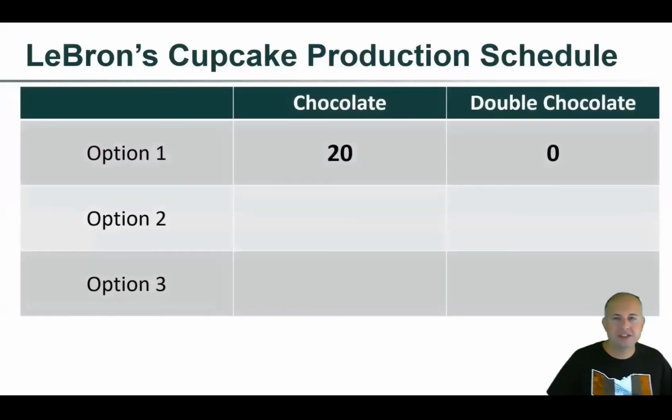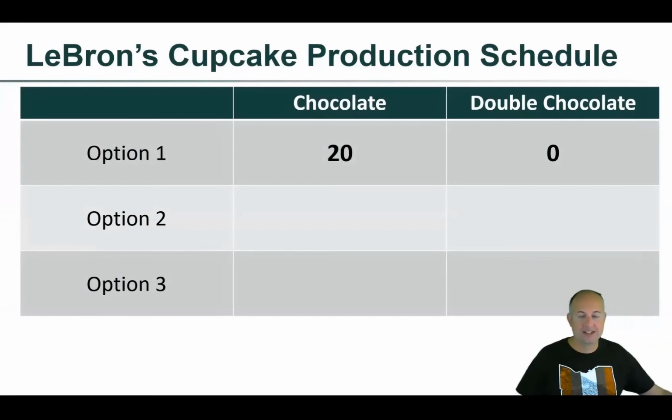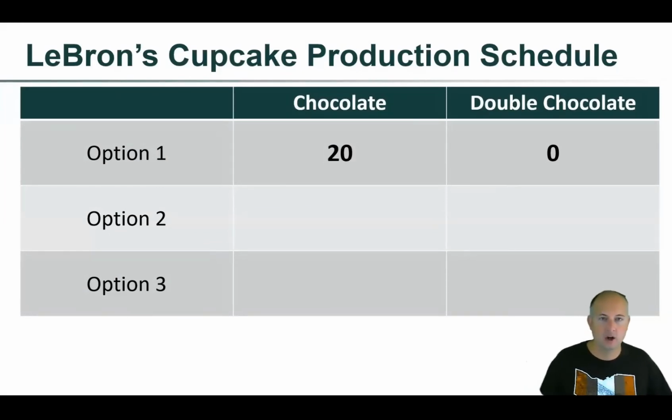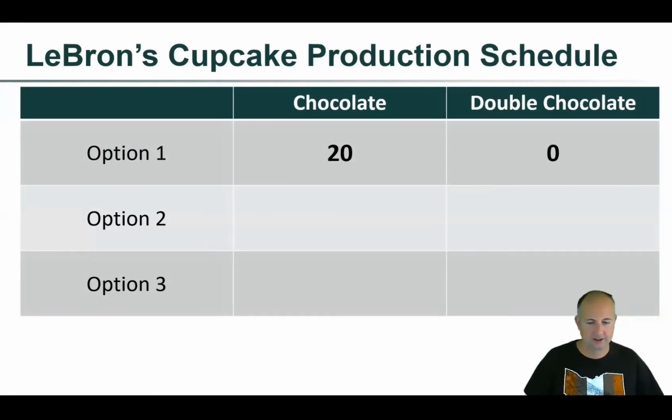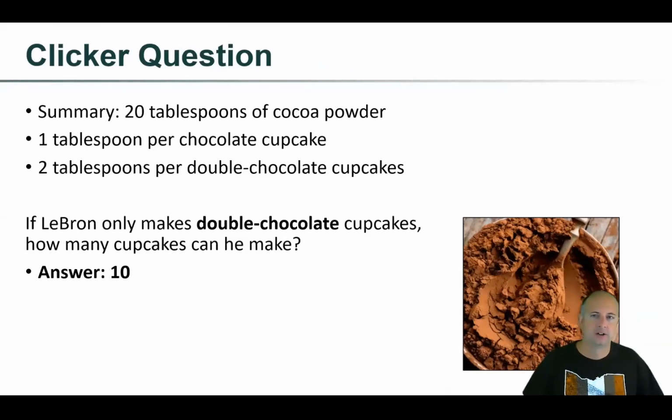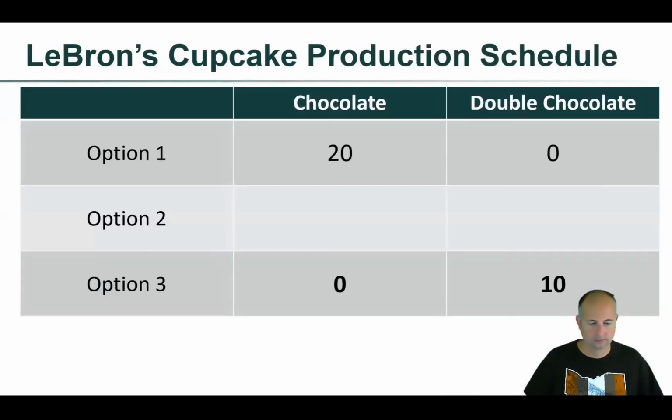So we can put this in a table, and we could say one option is he can make 20 chocolate cupcakes and no double chocolate cupcakes. Next, suppose he only makes double chocolate cupcakes. How many can he make? Well, 20 tablespoons of cocoa powder, 2 tablespoons for each. 20 divided by 2 is 10. So another option is he can make 10 double chocolate cupcakes.